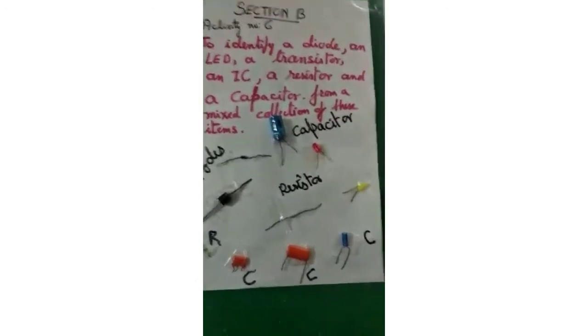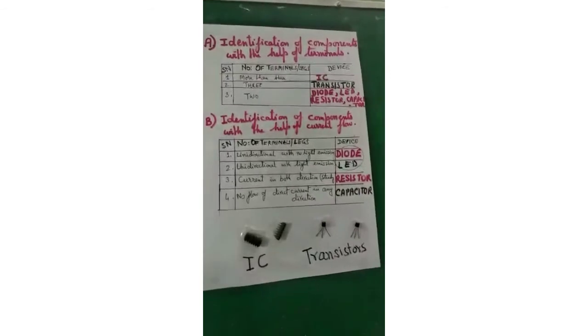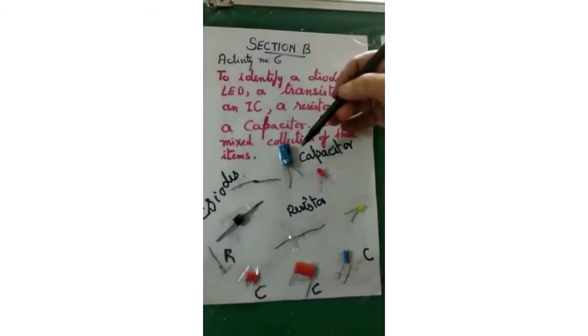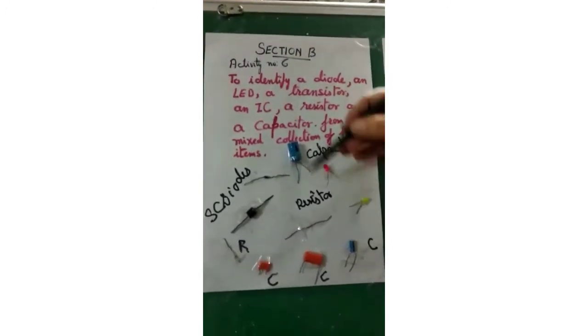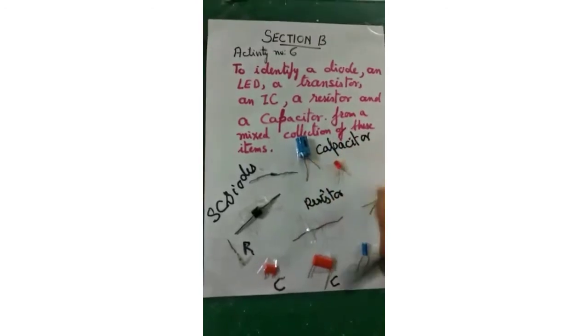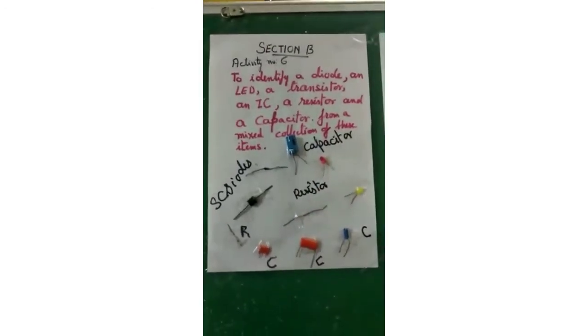Now coming to the capacitor. In a capacitor there will be no current flow. It is a storage of power or charge, you know. So here this one is a cylindrical capacitor. There are many types of capacitors. These are cylindrical capacitors. These are paper capacitors, and as required we manufacture different types of capacitors.